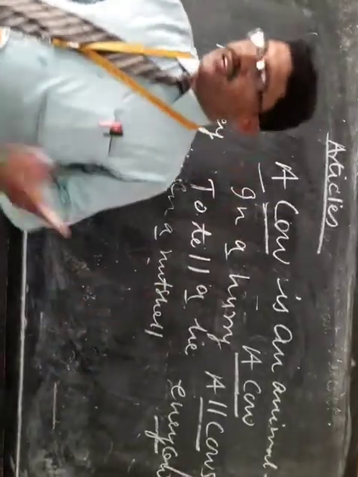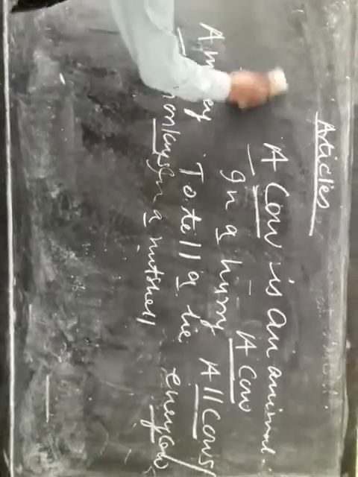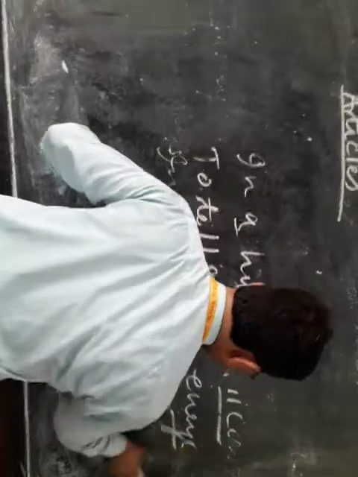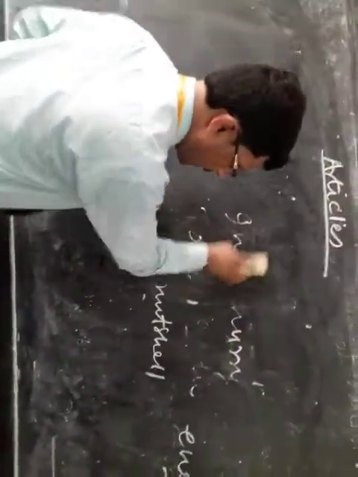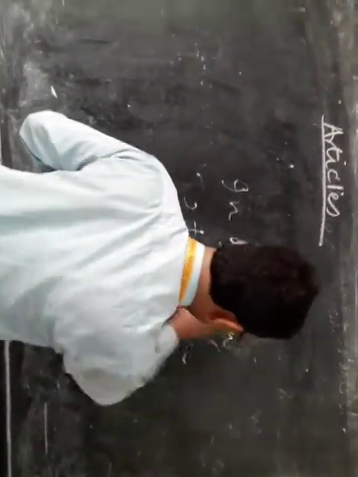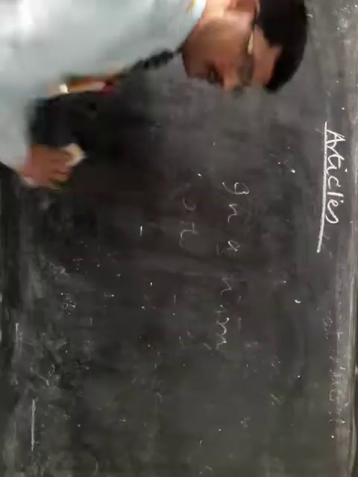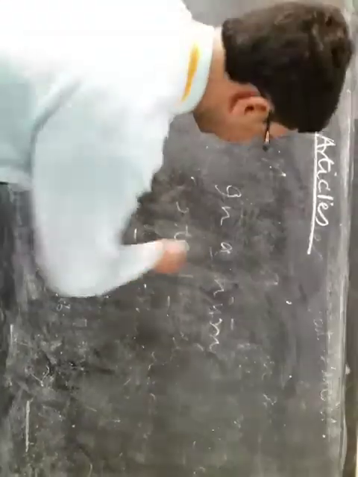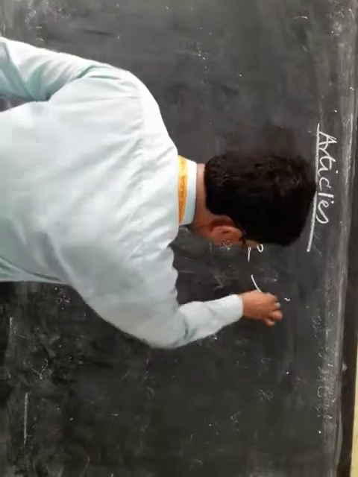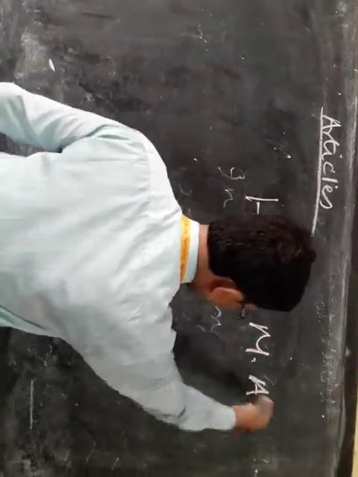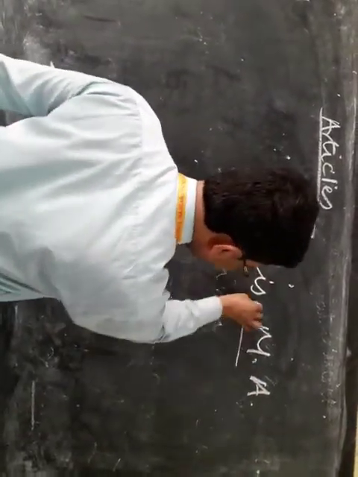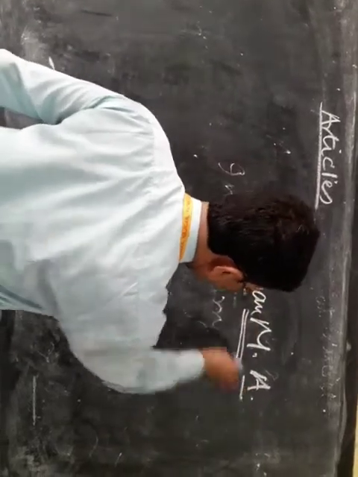Before an abbreviated form we also use a and an, but one more thing I would like to tell you: you should use a and an according to the sounds and before singular countable nouns. Let us talk about abbreviations, like he is MA. So he is an MA.